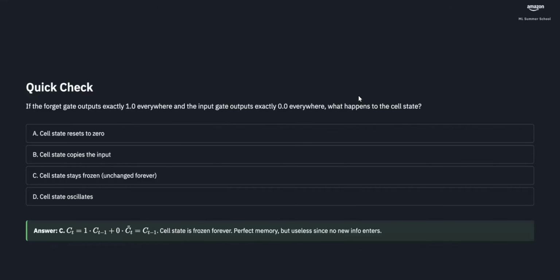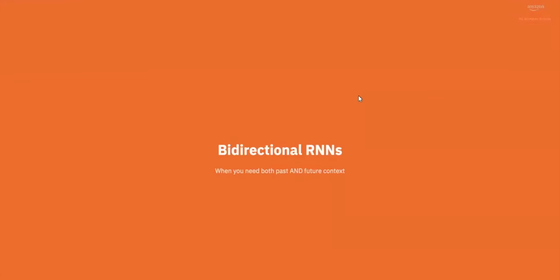Now let's say you need something where both past and future context is needed. This is where bidirectional RNNs come into the picture. They help you when you need both past and future context. You'd ask me, what is the problem with a single directional RNN and why do we actually need a bidirectional RNN? I'd like to give you a concrete example.